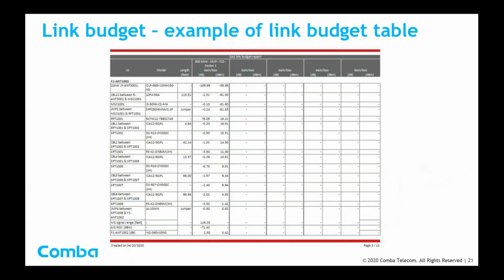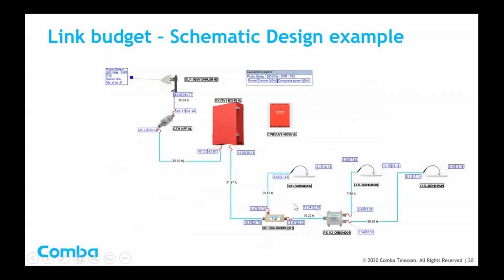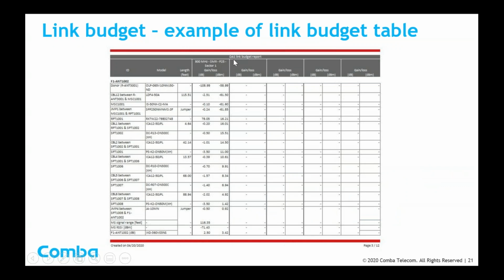This next slide is an example of a link budget table. It's basically showing this information, but in a table. These kinds of tables are exported once you've done the design in IBwave or RANplan. Then you can export the uplink budget table, and this is an example of what that looks like.